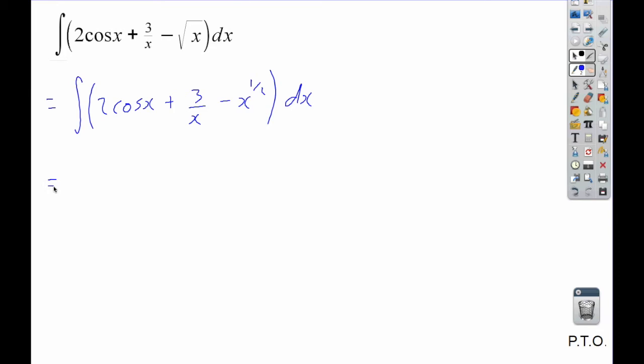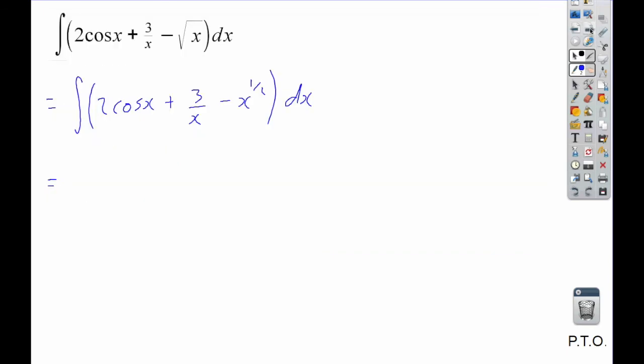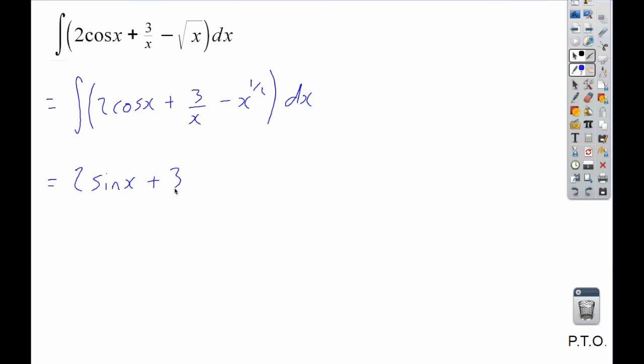So the first one, 2 cos x. If you need to look up what that rule was, there it is again. But I'm hoping that you have got that memorized already. When you integrate cos x, you get sin x. So the first one is simple, that's just going to be 2 sin x. And then this next one, the 3 over x. If I just refer you back to those rules again, you've got this one here. Integrate 1 over x, you get natural log of x. So when you integrate 3 over x, you get 3 natural log, modulus brackets x.